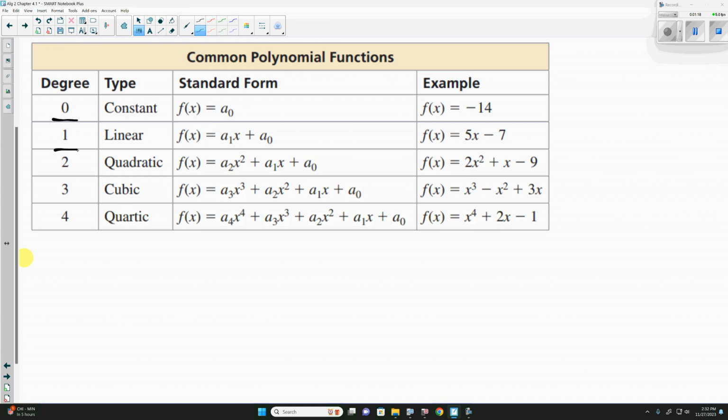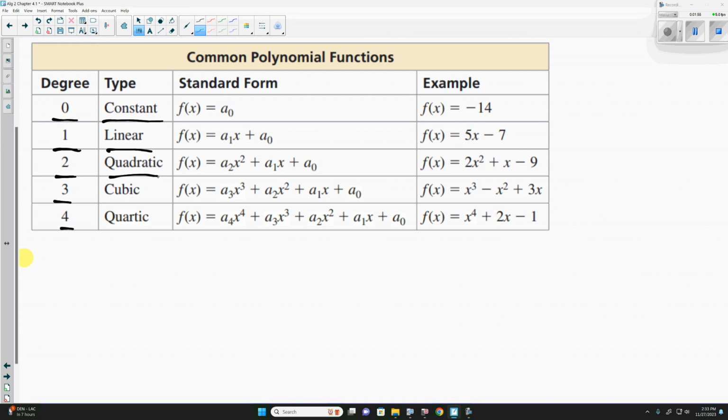So we have 5 that we're looking at with degree 0, 1, 2, 3, 4. If the degree is 0, the type of function that has a degree of 0 is a constant function. It just means we have a number. A sub 0 is just a number. So f of x equals negative 14 would be a constant function. If the degree is 1, it is linear. It's just the equation of a line, 5x minus 7. Because the degree is the biggest exponent connected to a variable that we have in the equation. And in this case, it is 1.